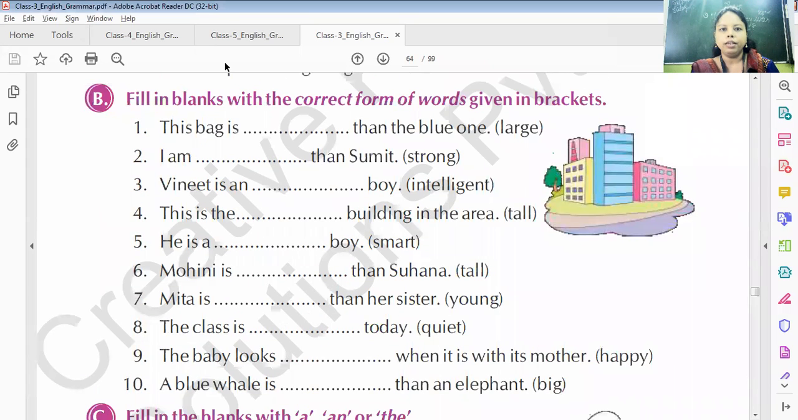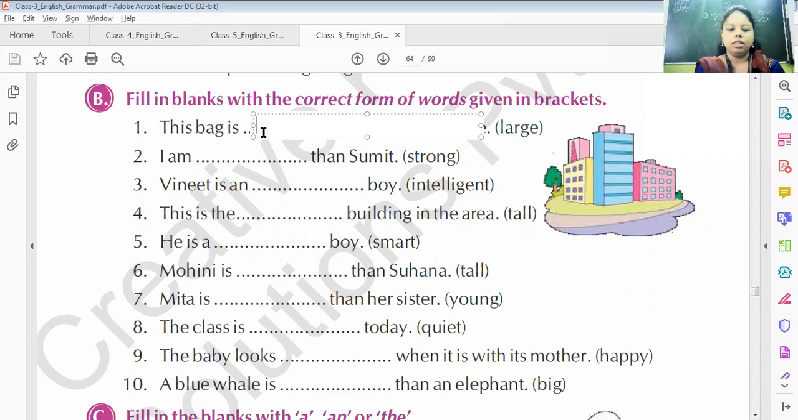On to the next exercise: fill in the blanks with the correct form of the word given in the bracket. You have to write the correct form of the word. This bag is dash than the blue one. So here we have to write the correct form of large. I told you when we studied this chapter of comparison, whenever we talk about two things, two persons, anything two, then we have to use ER. And whenever we are comparing one with all, more than two, then we have to use EST, or most. Understand? And when we are comparing between two, we can also use more.